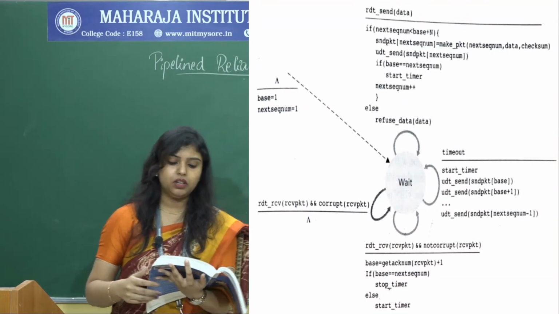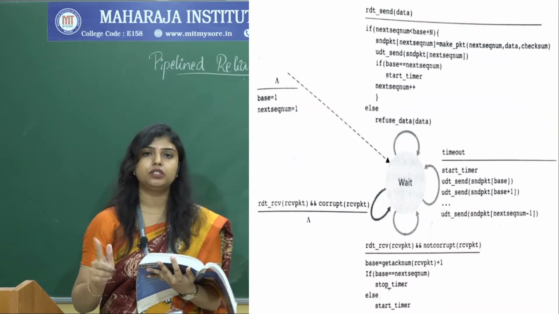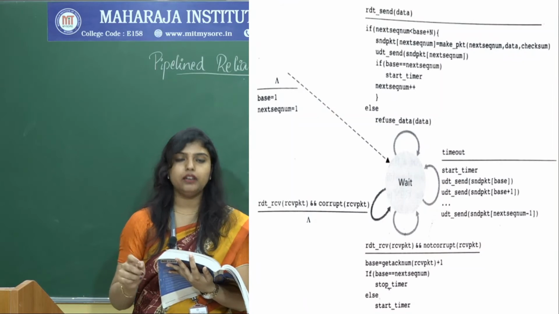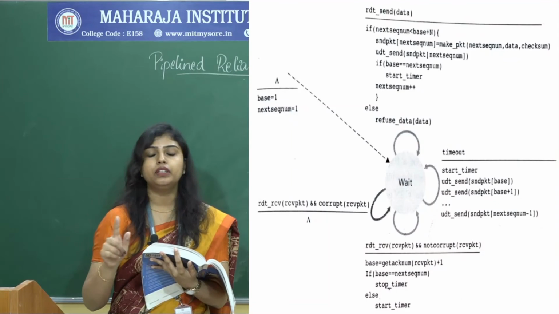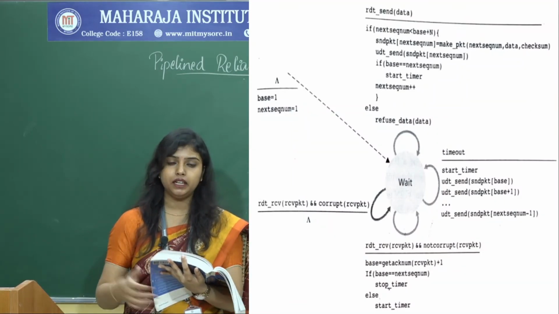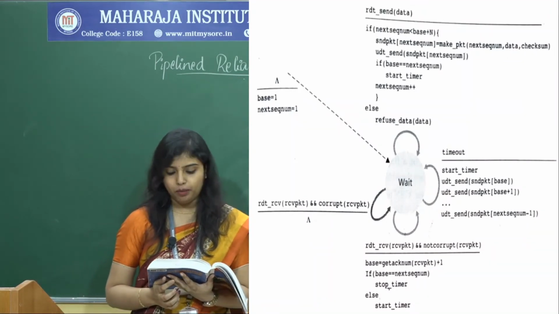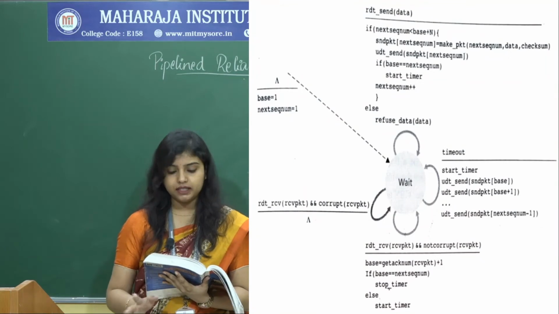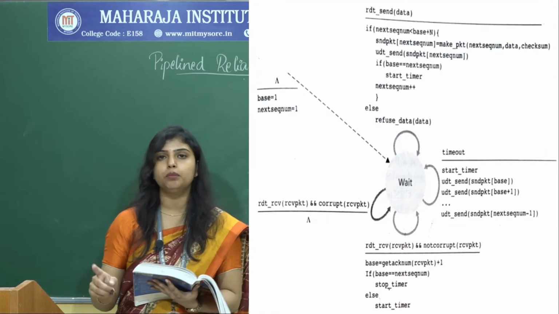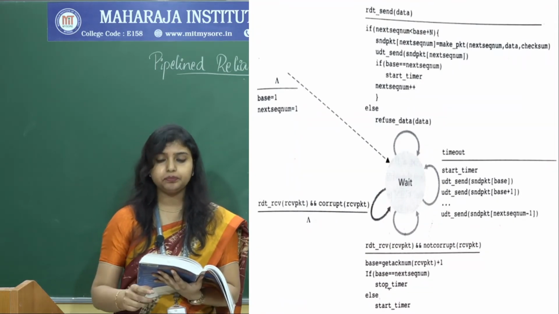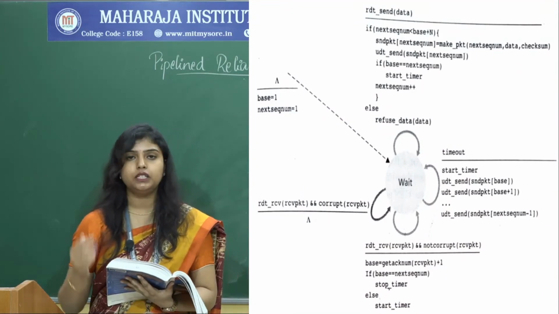Let us look at the upper action, where RDT send is called. When it has to send the packet, it will check whether the next sequence number is less than base plus N, because if it is greater than that, we should not send that packet, isn't it? That is why it is checking the condition. If it is less than base plus N, it will make a packet with the next sequence number, data and the checksum.